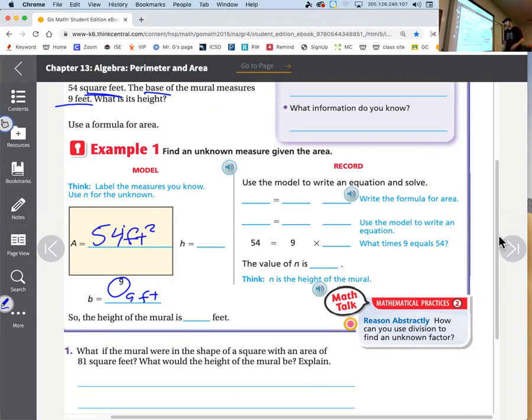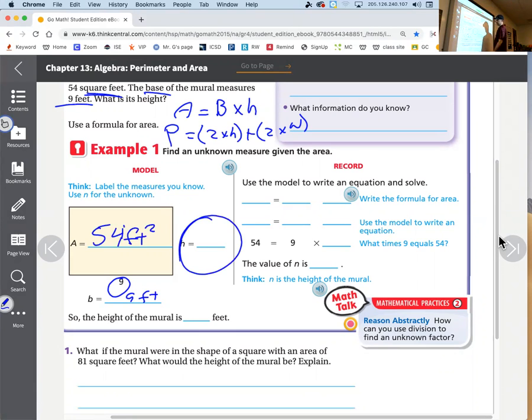You got to think back at what our equations were. For area, we did base times height. For perimeter, we did 2 times the height plus 2 times the width, or you just did all 4 sides added up together. So for this, we don't know this, but we do know the area. So we're going to use the area formula right here, okay?